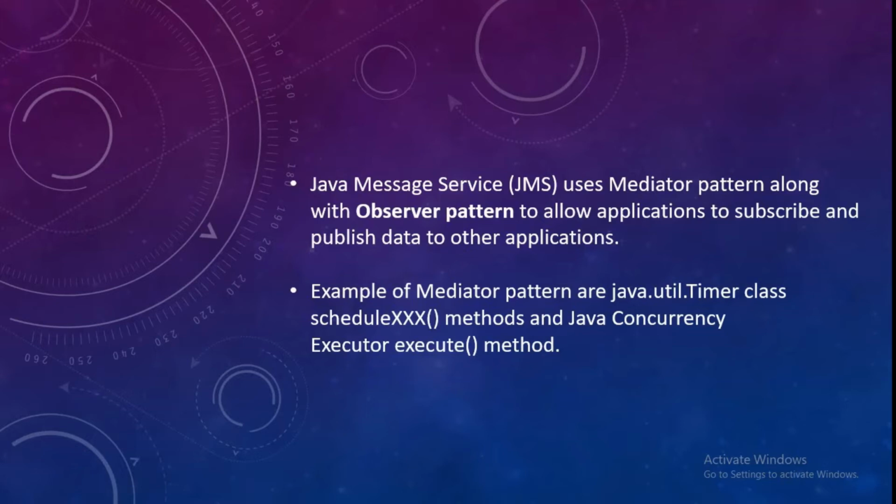Another example is the java.util.Timer class, which has a schedule method, and in Java concurrency we have the executor class's execute method, which is also based on the mediator pattern. It decides which threads will execute which tasks. That way, the mediator design pattern is implemented in the JDK. Now, to take an example of the mediator design pattern, we will jump into the implementation part and see how we can implement the mediator pattern in our application.